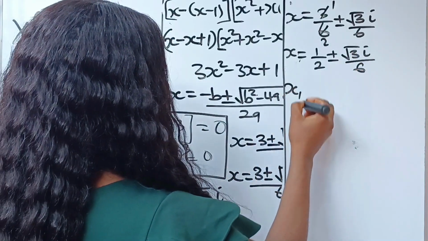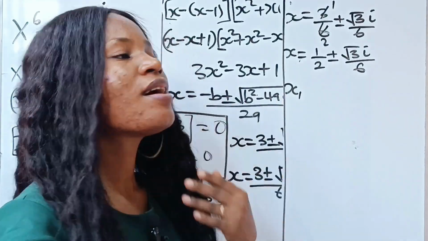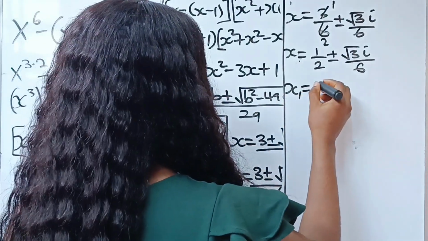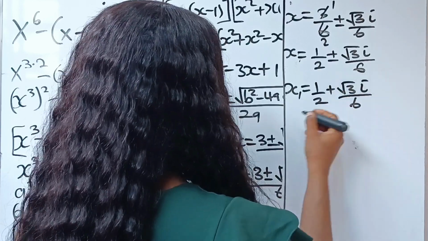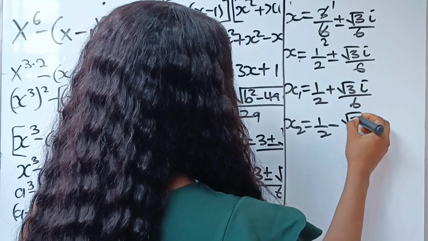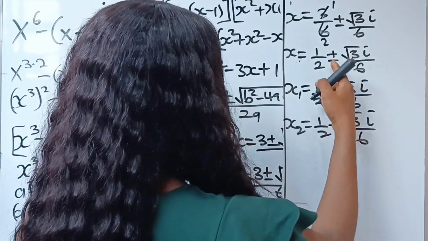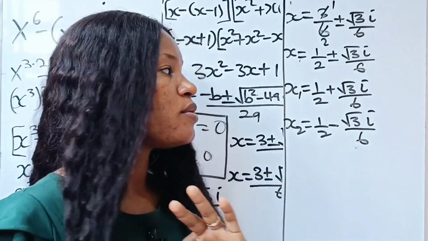So we can say the value of our x1. Recall that we will get 5 values. So the value of our x1 is equal to 1 over 2 plus root 3i over 6, then our x2 will be equal to 1 over 2 minus root 3i over 6. Okay, so we are still looking for 3 more values.